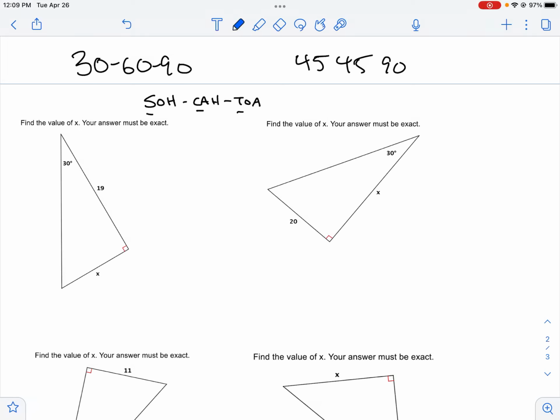Good afternoon, everybody. If you're watching this, you're looking for a little support with the 30, 60, 90 and the 45, 45, 90, specifically related to Get More Math. So let's get into it.